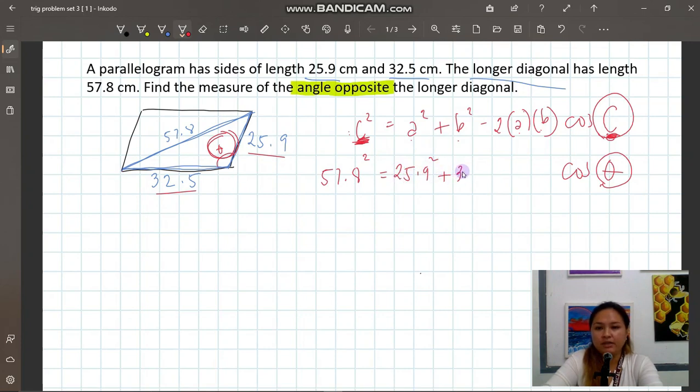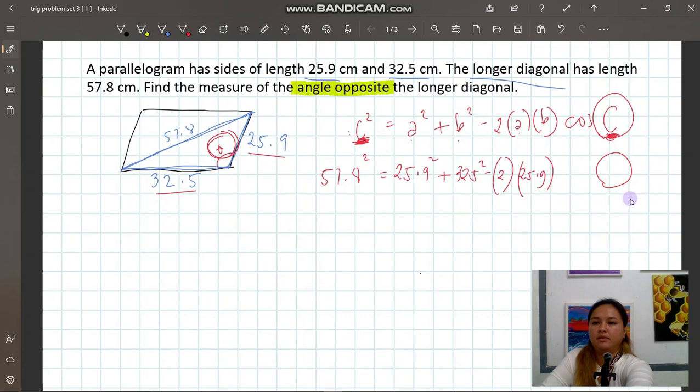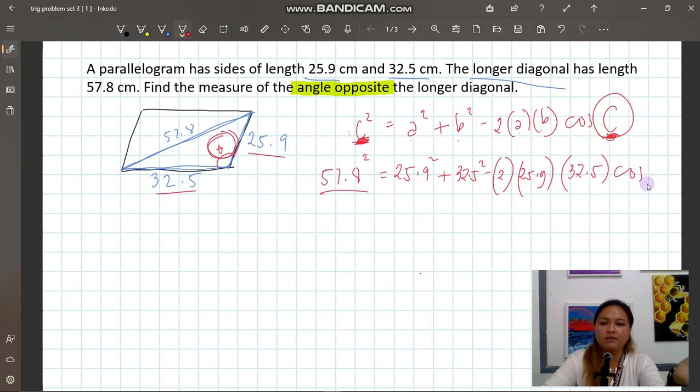Squared plus 32.5 squared minus 2 times 25.9 times 32.5. Then cosine of the angle opposite to that side, and it happens to be our unknown angle. That's theta. So we have now formulated our equation based on cosine law.